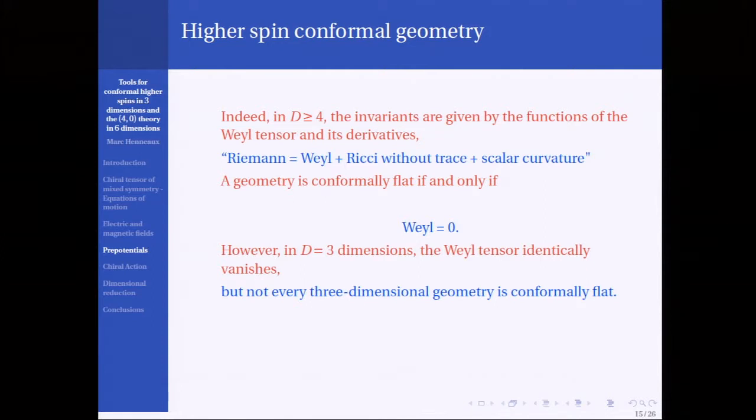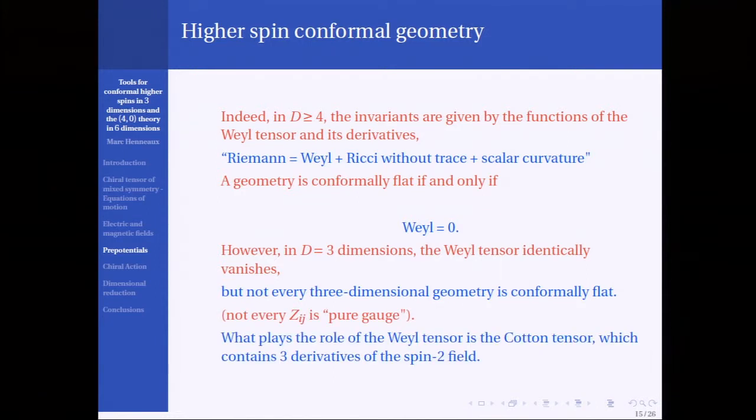it's not true that every 3-dimensional geometry is conformally flat. And if you want to measure conformal flatness, the appropriate tensor is clearly not the Weyl tensor, which has no information in 3 dimensions, but a different tensor, the so-called Cotton tensor. So what plays the role of the Weyl tensor in 3 dimensions is the so-called Cotton tensor, introduced by Mr. Cotton, I guess, which contains 3 derivatives of the spin 2 field. In contrast to the Weyl tensor, which has only 2 derivatives, the Cotton tensor contains 3 derivatives.